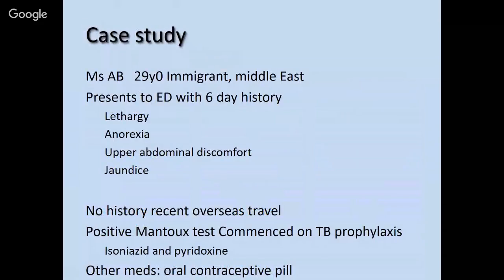So here's the second one. This is AB, a 29-year-old immigrant from the Middle East, who presented to the emergency department with lethargy, anorexia, which just means that she's not eating, it doesn't mean she's got anorexia nervosa, just reduced appetite, and upper abdominal discomfort, and also jaundice. She hasn't been travelling. She did have a positive Mantoux, as some immigrants from the Middle East do, and she was commenced on TB prophylaxis, and she's only on the oral contraceptive pill.